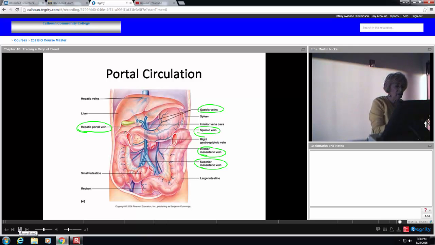And notice how the hepatic portal veins go all over the liver, and then they come together into hepatic veins, and then you're back into your vena cava. So you have to let the liver have a chance to process all this stuff.